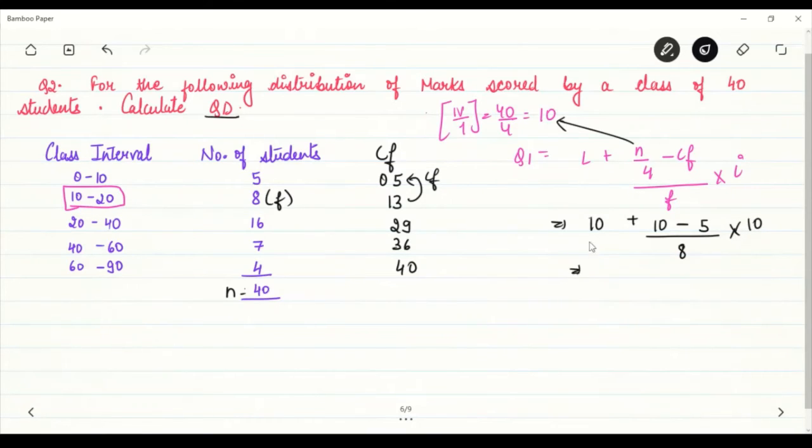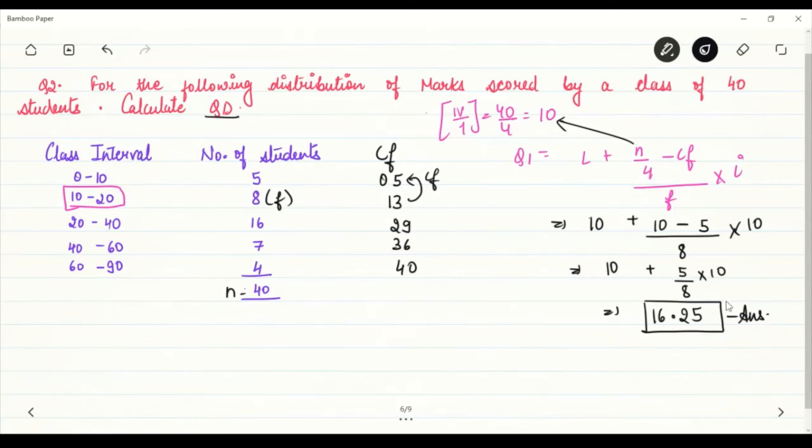So let us now solve this equation and get our value of Q1. So 10 minus 5 is 5 upon 8 into 10, and we are going to reach the conclusion, this is the answer, 16.25. So this is the answer of Q1.